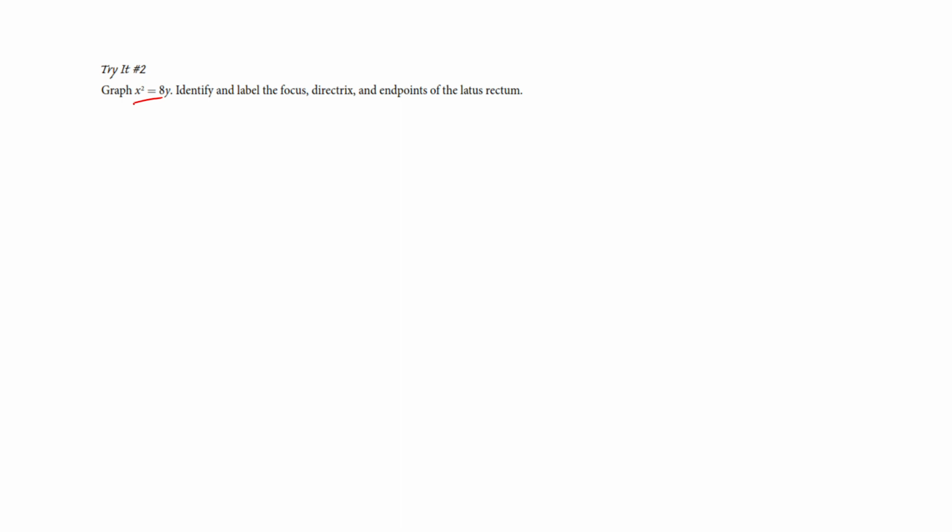So I see x squared and y. So this is our typical form. This is what we already know. So this is going to open, and this is all going to be happening vertically. And it's positive, so we're going to be opening upward, just like we always did when we first learned about this. Now we need 4p equals 8. So this value in front of the y is what 4p equals. So p must be 2.